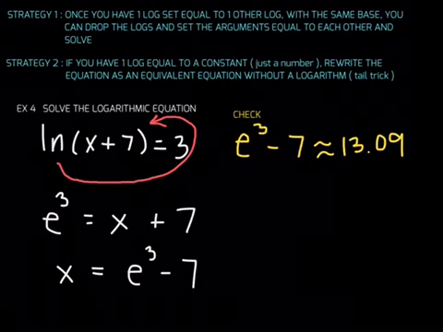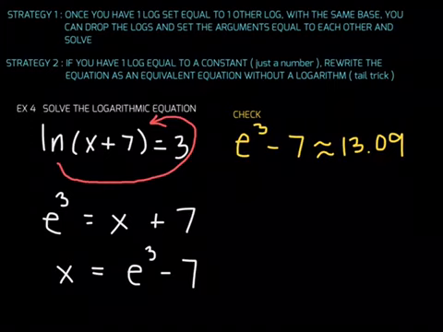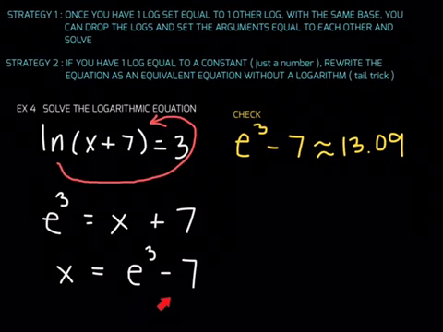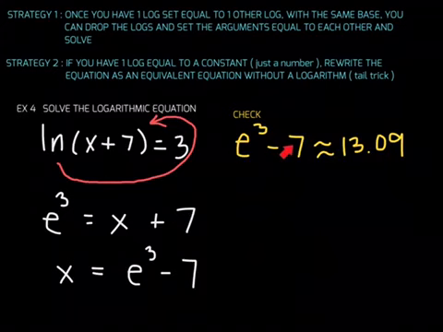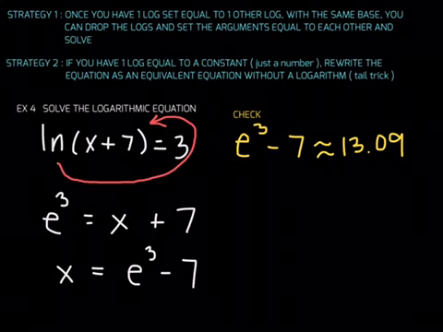All right, for the checking process, remember we have to confirm that when we plug in our proposed solution, e cubed minus 7, for this x right here, this entire argument must be positive. Okay, keep this in mind. E cubed minus 7, if you actually punch it into the calculator, is about 13.09. Okay, that's what this proposed solution is about.